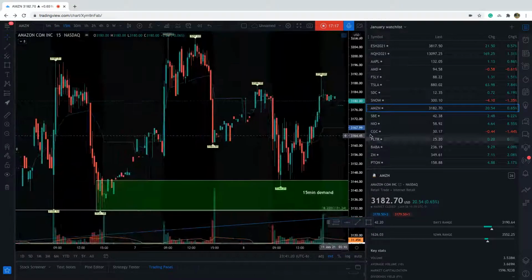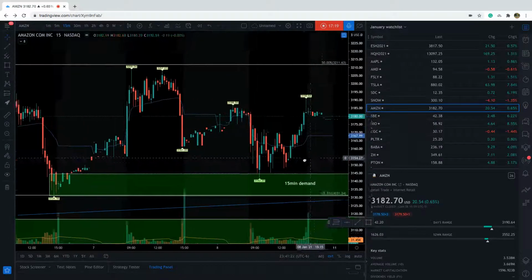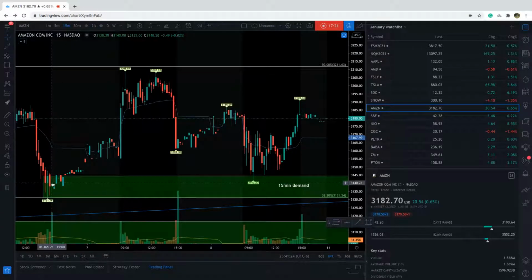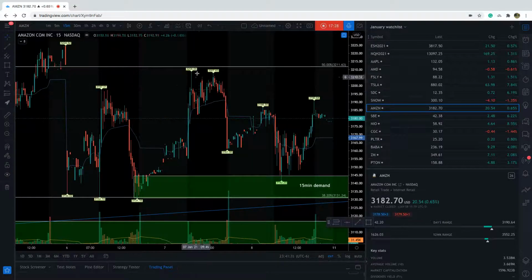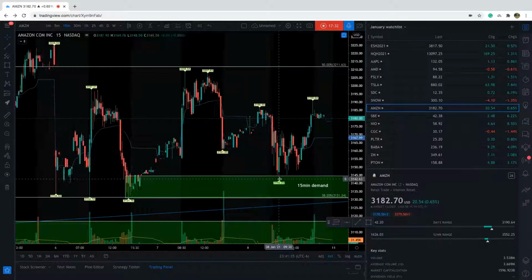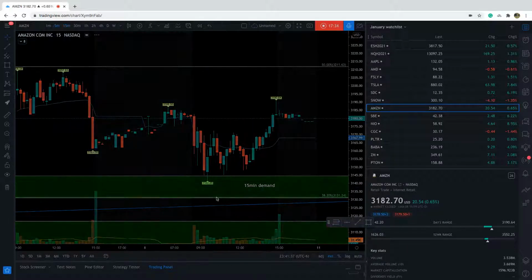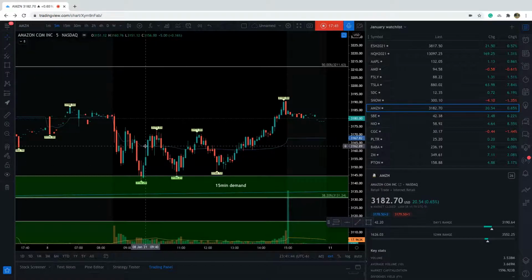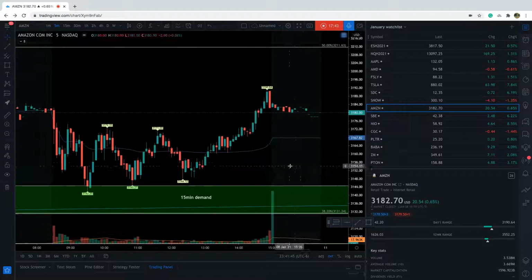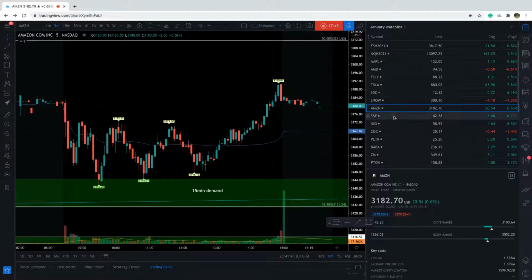Amazon, 15-minute demand zone here, created on Wednesday at close. Came up, pretty much filled this gap and rejected on Thursday. Dump at open, wicked right into demand and bid it up right away to VWAP. That's all I look for. Really good scalp opportunity there. It's as simple as that, and that's all I'll go with Amazon.